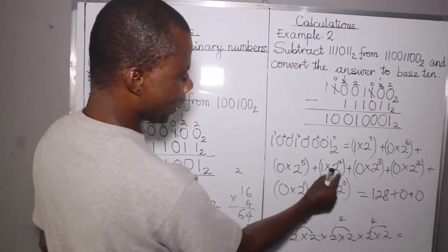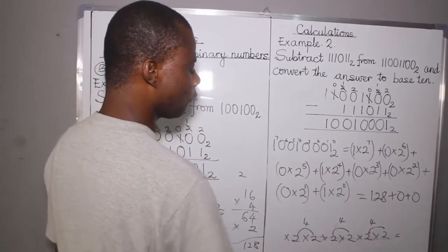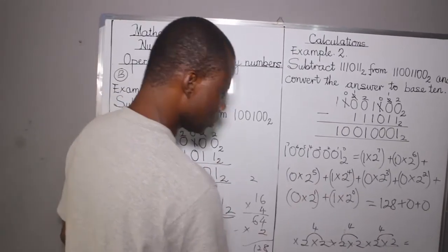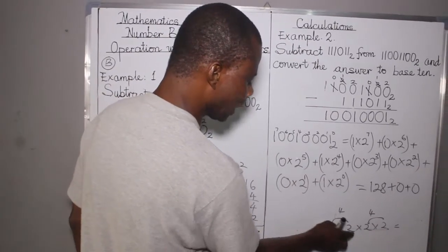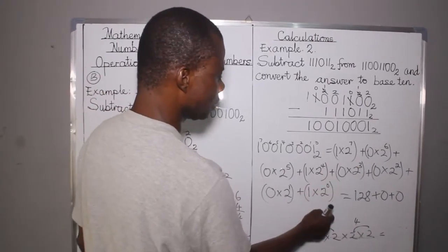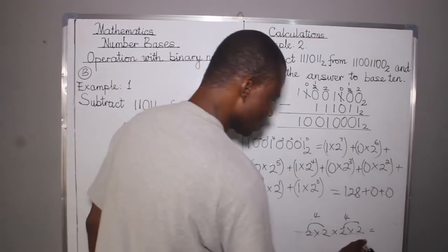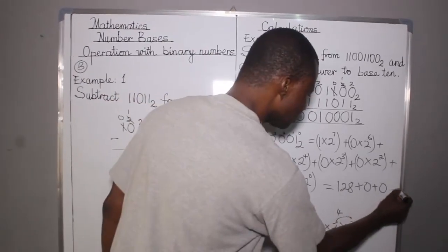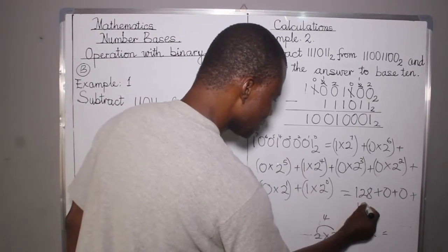Here we have 2 to the power 4. 2 times 2, which is this. 2 times 2, 4. 4 times 4 is 16. 16 times what? 16 times 1. That gives you 16. Plus 16.